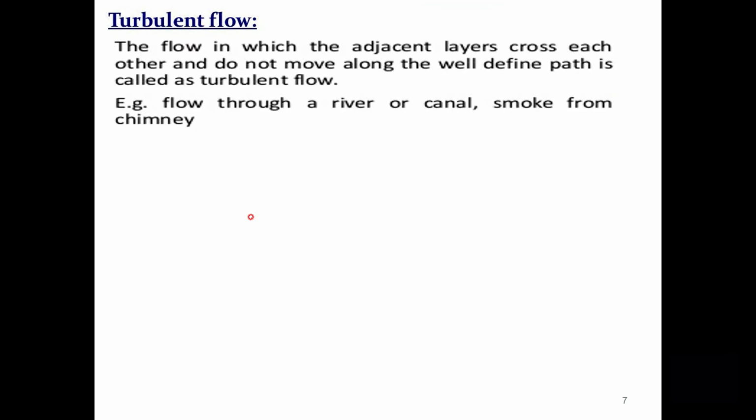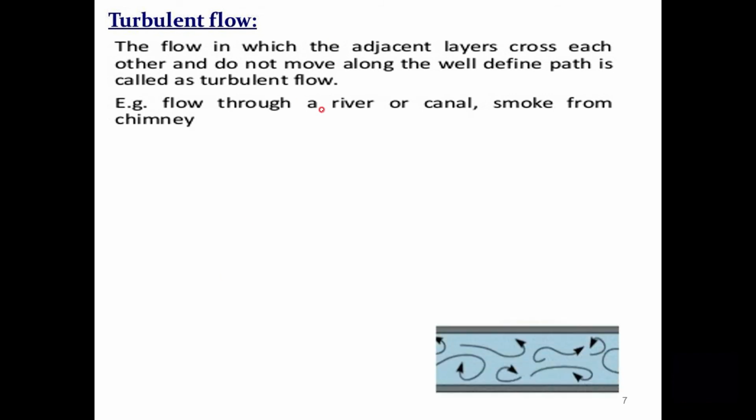So turbulent flow, it is the reverse of laminar. The flow in which, look here, the flow in which the adjacent layers cross each other and do not move along the well defined path is called a turbulent flow. So example, the flow through a river. In a river you can see all the fluid particles get mixed, or you can take a canal flow, or smoke from the chimney.